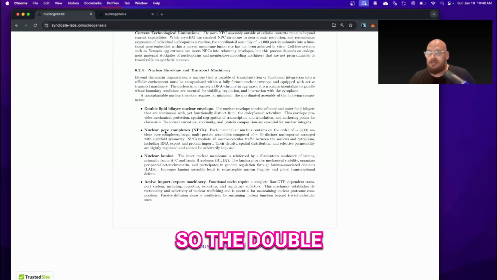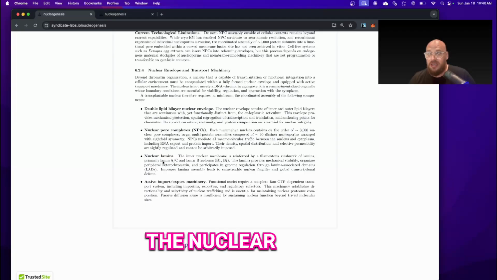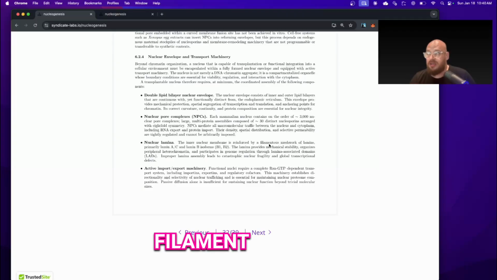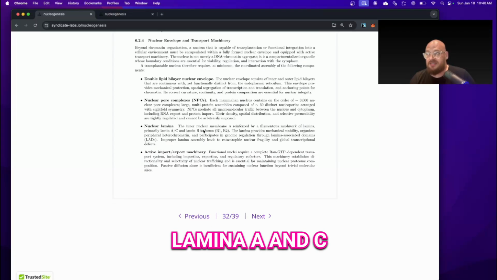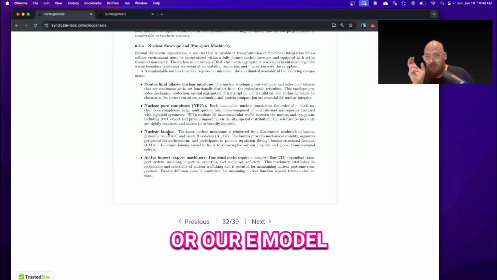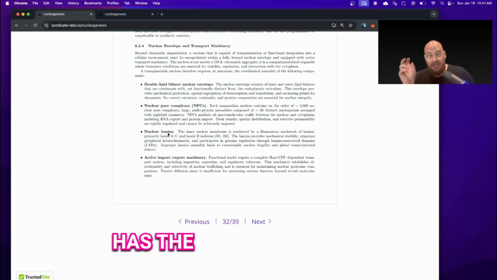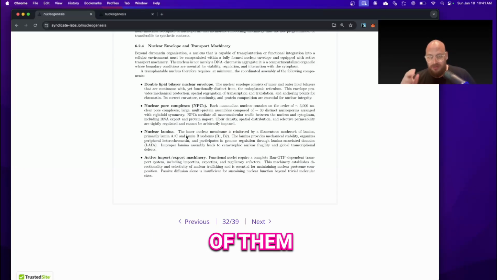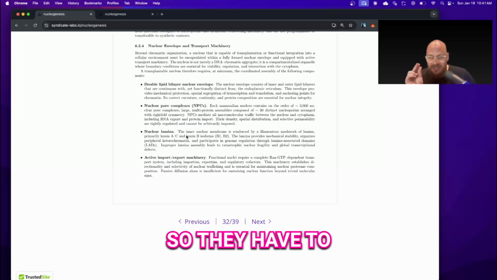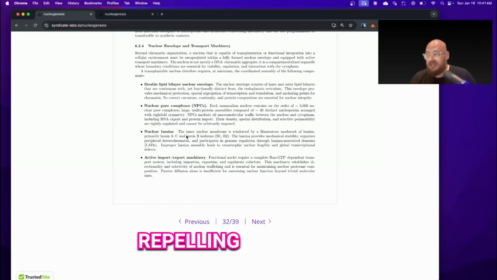As I mentioned, the nuclear lamina, the inner nuclear membrane, is reinforced by the filament network of lamins, primarily lamin A and C and lamin B and these different isoforms. And if you remember from a few videos prior, we have our energy, or E, model, which does the backbone, and it also has the repelling factors. This would be one of them. The fibers can't overlap in the nucleus reconstruction model, so they have to have this digital spatial repelling mechanism.